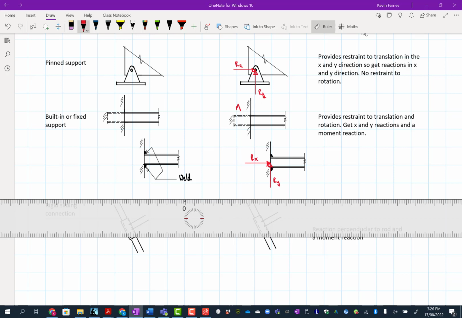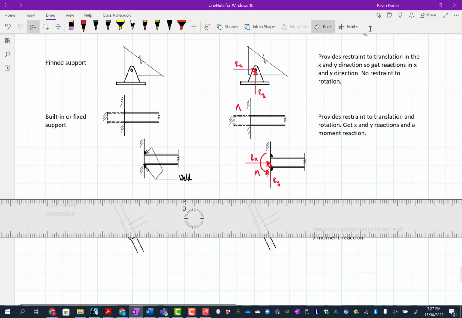But this time we've got an extra condition. We couldn't rotate it either. And that means there's a moment reaction as well, or a moment couple reaction. We'd call that M maybe. And you'll notice I'm drawing it in the positive direction, so anti-clockwise is positive. But you could just draw it in whichever direction you think it's going to be in. And then if you've got it the wrong way around because you guessed wrong, you'll just get a negative answer.